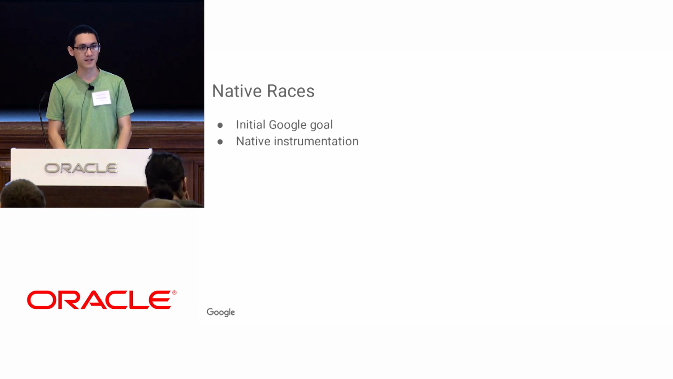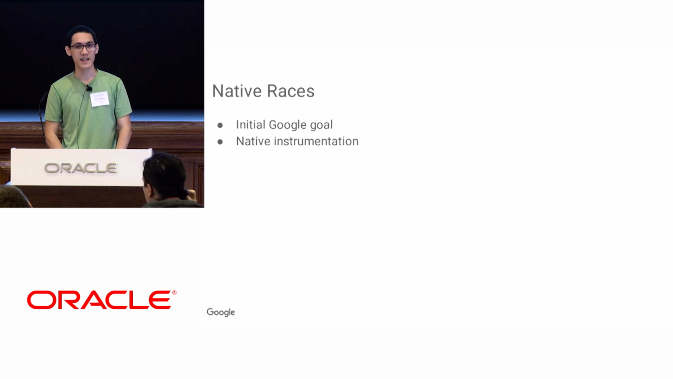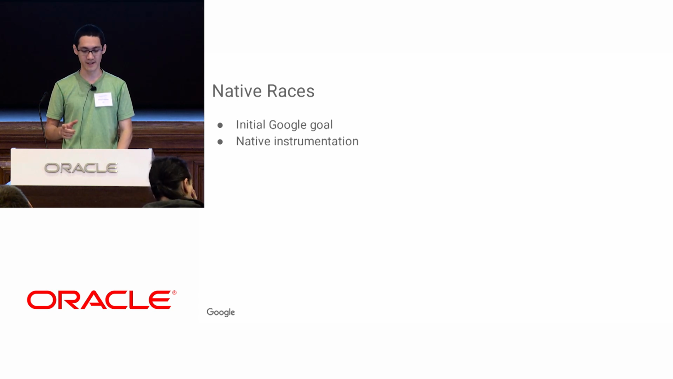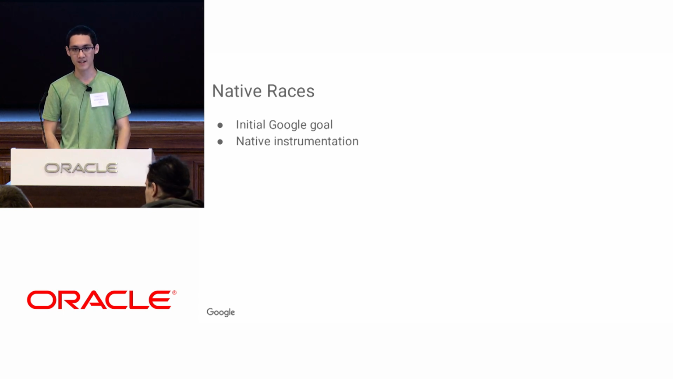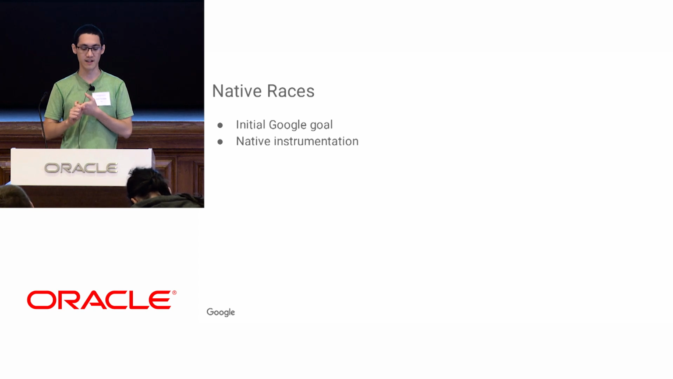So for native races, as Mana said, we do also want to keep track of and report native races. This is actually the initial Google goal, because we have lots of native code, and even if native races are very rare, there's undefined behavior and bad things can happen. So native races are worse than Java races. Initially, we instrumented synchronization on the Java side to prevent false positives, because if we didn't see the synchronization on the Java side, we would report false positives.